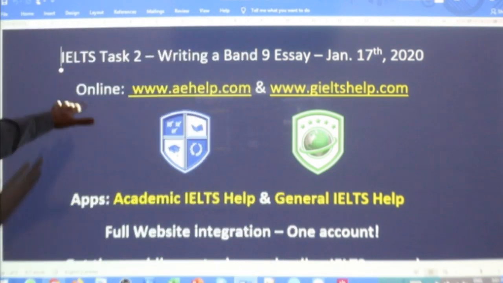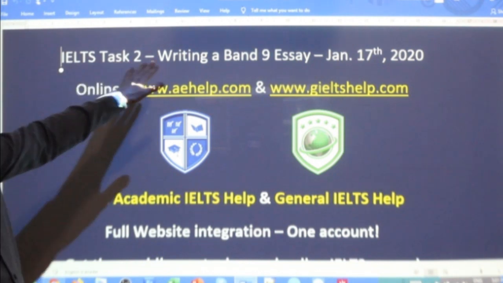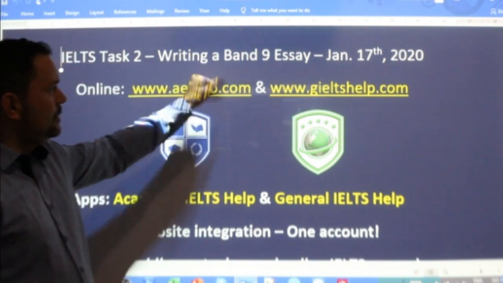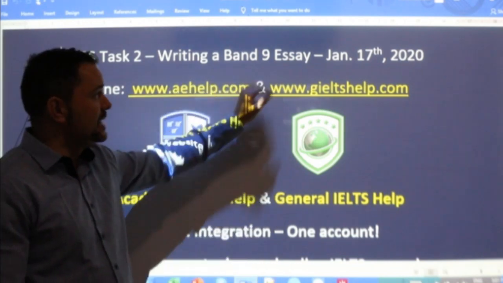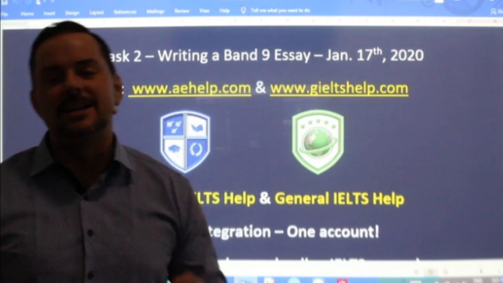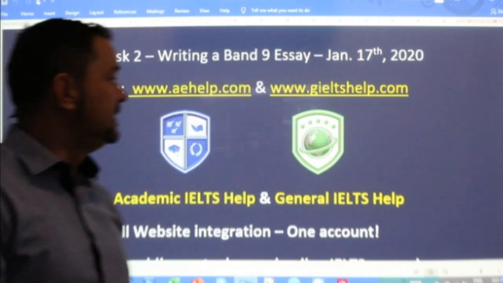Students, in this class, we are looking at IELTS Task 2 Writing, looking for those high band scores, Band 9. We are doing a Band 9 sample essay today.